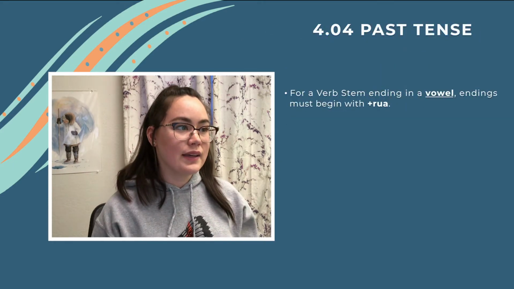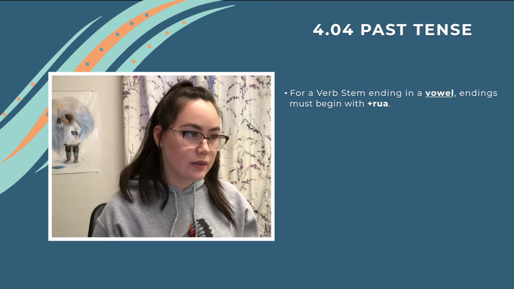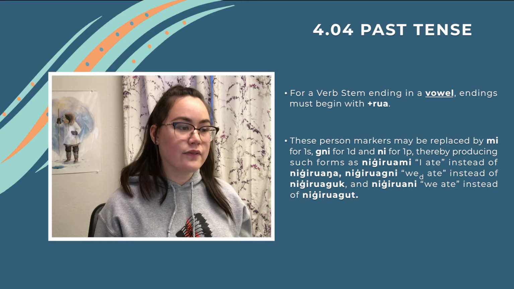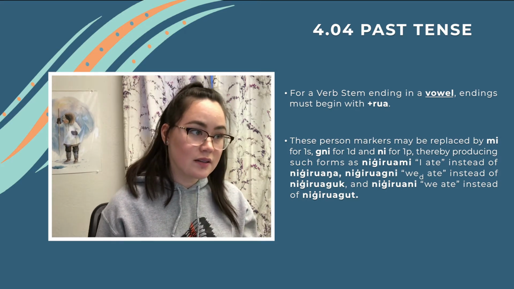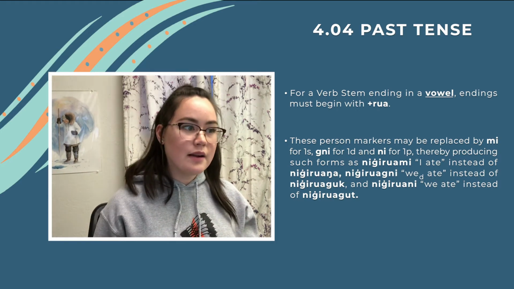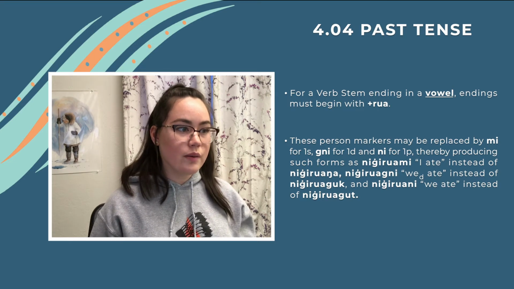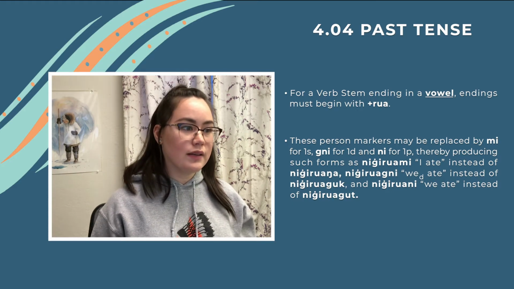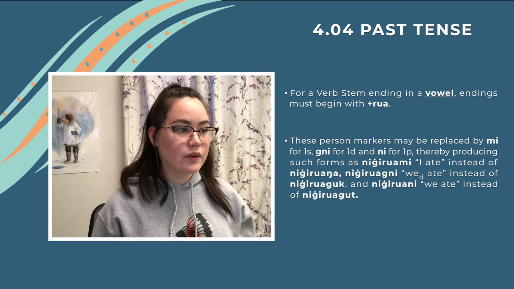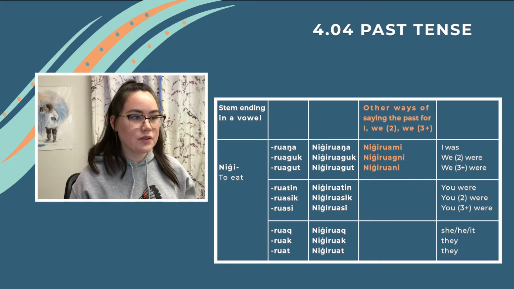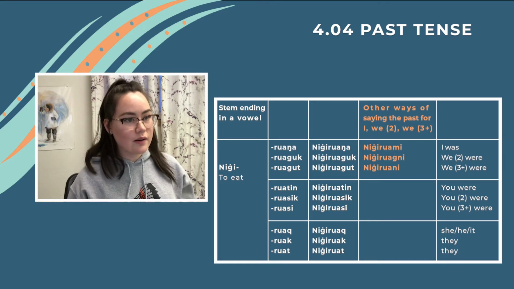For a verb stem ending in a vowel, endings must begin with roa. These person markers may be replaced by mi for first person singular, ni for first person dual, and ni for first person plural, thereby producing such forms as niliroami, I ate, instead of nilironga, and then you would use nilirorani, we two ate, instead of niliroruk, and nilironi, we ate, instead of nilirorut.